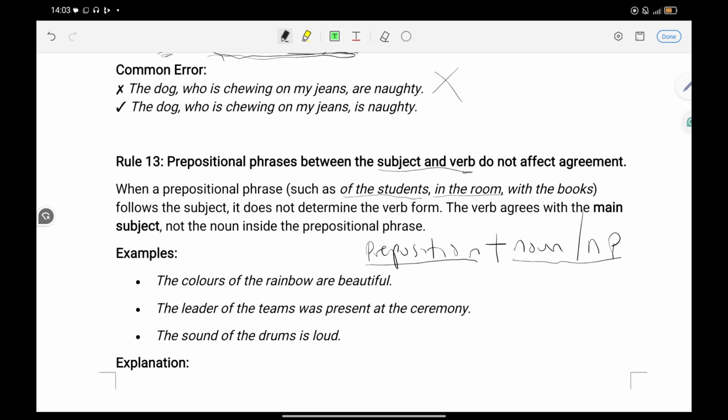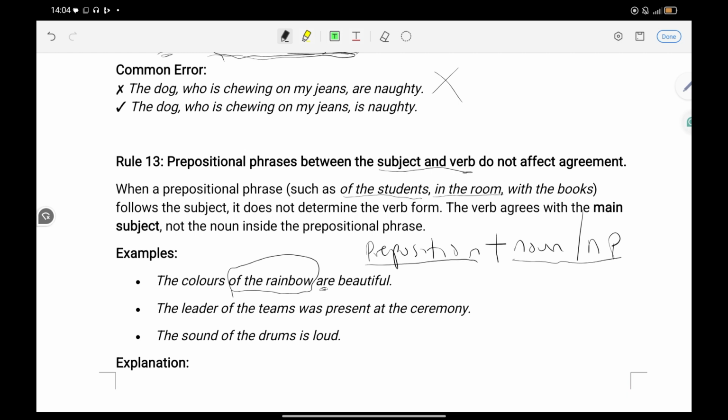So when you have a prepositional phrase separating the subject from the verb, it does not affect the verb. It is the subject that still affects the verb. Look at this example. The colors of the rainbow are beautiful. The fact that you have of the rainbow here does not affect the verb are. Because if you think it affects it, this will become is, because rainbow is one, isn't it? But what is being talked about are the colors. The colors are beautiful. Of the rainbow there is just there to provide extra detail. It's not there to affect the verb.